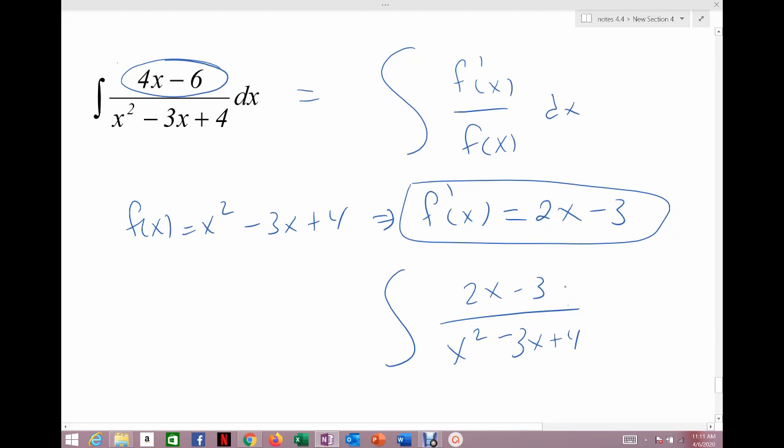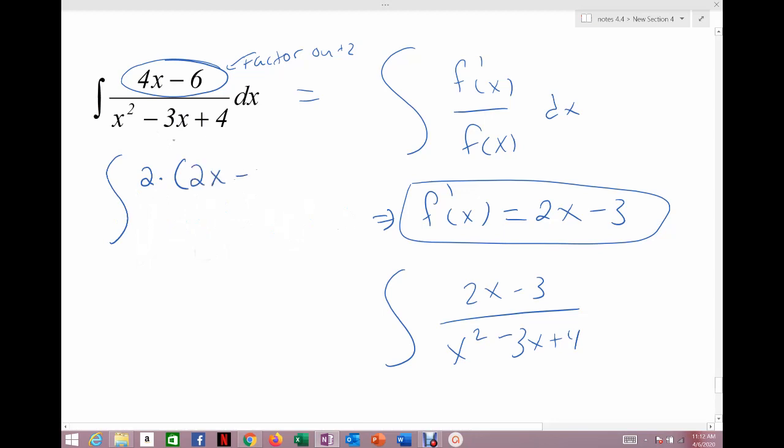Well, what can I do to the 4x minus 6 to give me 2x minus 3? Well, what if I factor out a 2? If I factor out a 2 from that expression, it means I'm pulling a 2 out front. I'm dividing it out, so 4 divided by 2 leaves me with 2x, and 6 divided by 2 leaves me with 3. All right, now I've got what I want, but there's an extra part to it now.